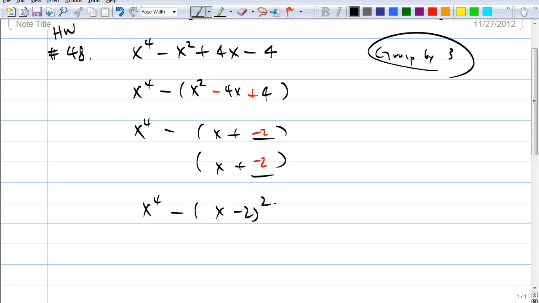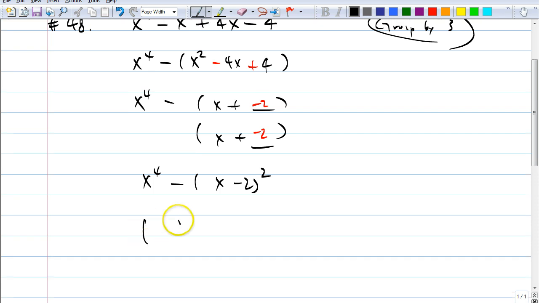Have I factored this thing? Not really. But, anybody see what we get once we have this? Yeah. It's a difference of squares, isn't it? Isn't this something squared minus something squared? What is your a in this case? X squared is your a, isn't it? What's your b? X minus 2. Isn't that your b?